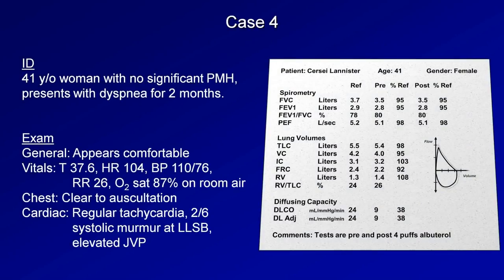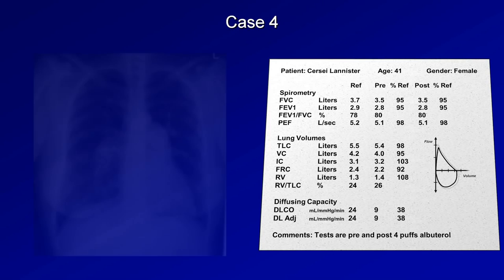Case 4. A 41-year-old woman with no significant past medical history presents with dyspnea for 2 months. Her exam is notable for a heart rate of 104, an O2 saturation of 87% on room air, a soft systolic murmur at the left lower sternal border, and an elevated JVP. And here is her X-ray.